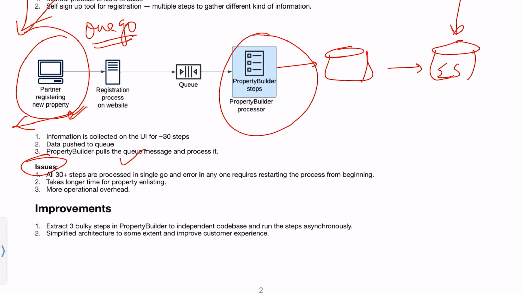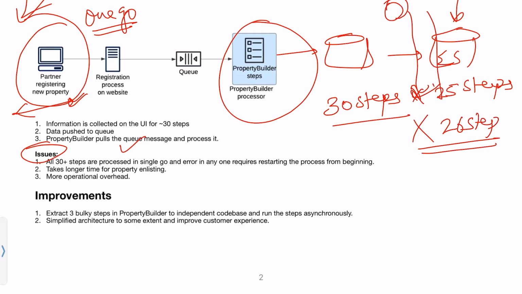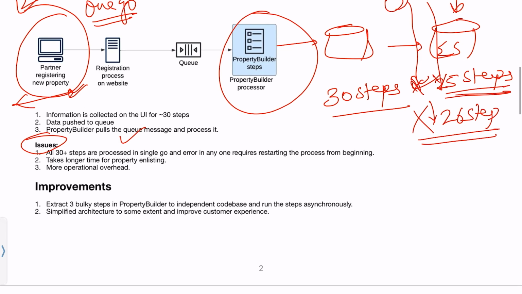Another thing is, if we talk about the backend architecture, it is executing these 30 steps all together. Even if a single step fails, let's say you were able to execute 25 steps successfully and then the 26th step failed, you will have to start again from zero. That's not a great architectural decision. You don't want that execution to repeat. If the 25 steps were executed successfully, you want to just retry the 26th. So that was one of the issues.